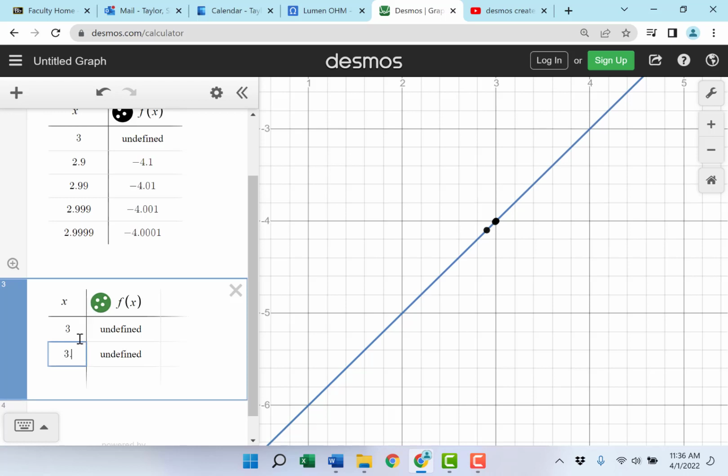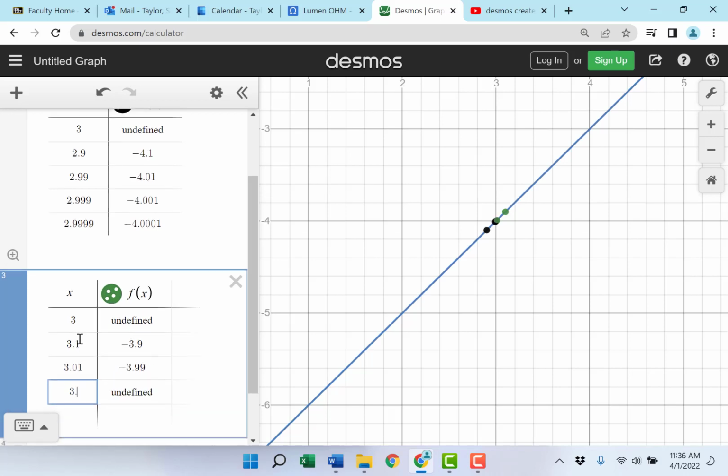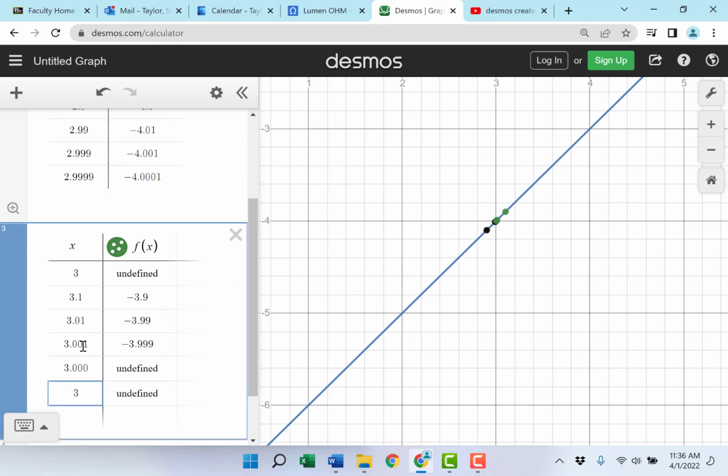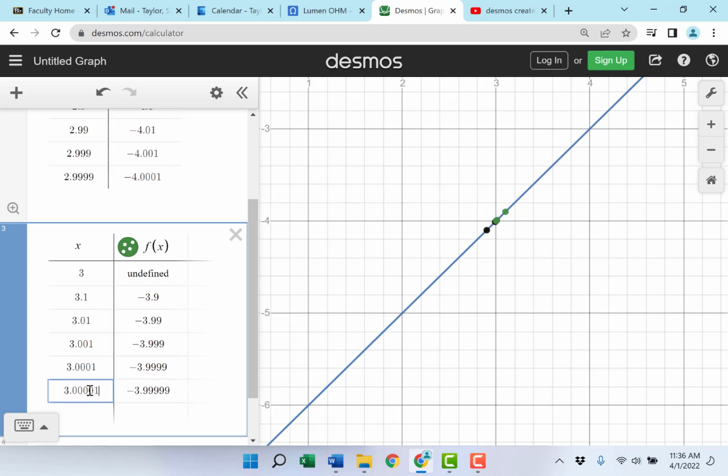So that would be things like 3.1. And then if I get closer, we would say maybe 3.01. If I get closer than that, 3.001 and 3.0001. All right, the closer and closer we get to x equals 3 from the right, again, we see the y values are approaching y equals negative 4, but they'll never actually reach y equals negative 4.